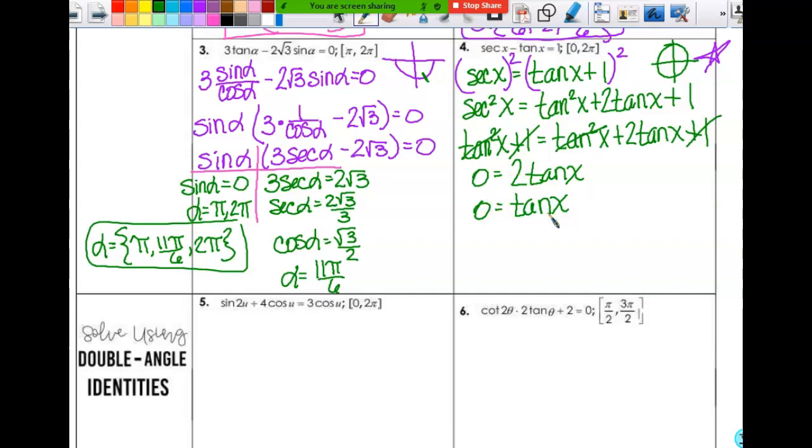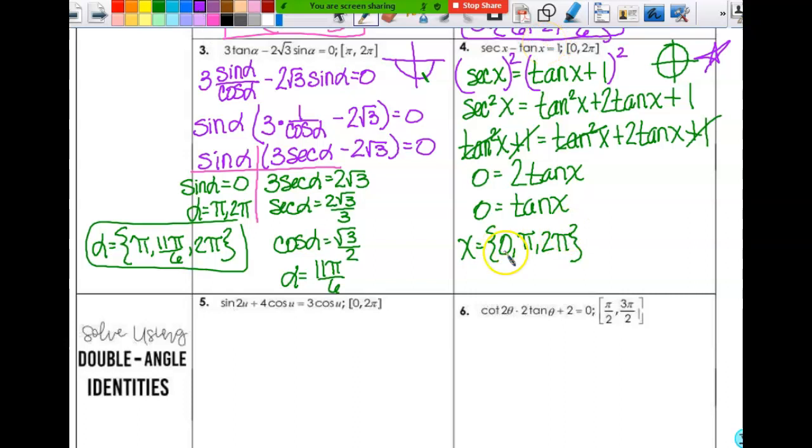Then when I go back and look at my circle, I know that tangent is 0 on the x-axis, so it's 0 at 0, pi, and 2 pi. And because of the interval they gave me, I got to use all of those. So x equals 0, pi, and 2 pi. But before I box that and move on, remember I have to go back and check my answers. So I check my answers by substituting these back into my original equation.